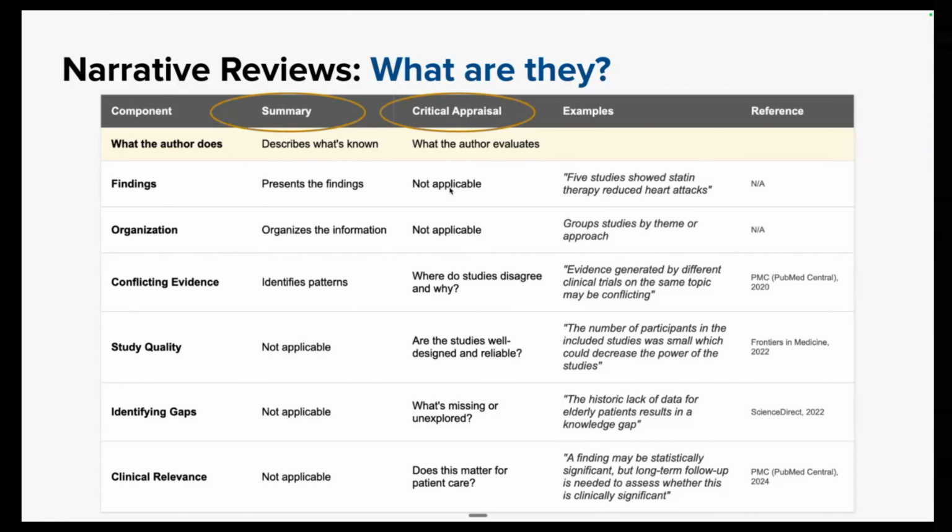So the critical appraisal piece, for the conflicting evidence: in the summary, we pointed out, hey, there are some patterns we're observing. You can see in the critical appraisal piece, that's where you're starting to come in and you're saying, well, where and why do these studies disagree? And you're coming up with hypotheses. So the example here is evidence generated by different clinical trials on the same topic may be conflicting, and it's up to you to hypothesize why they might be conflicting.